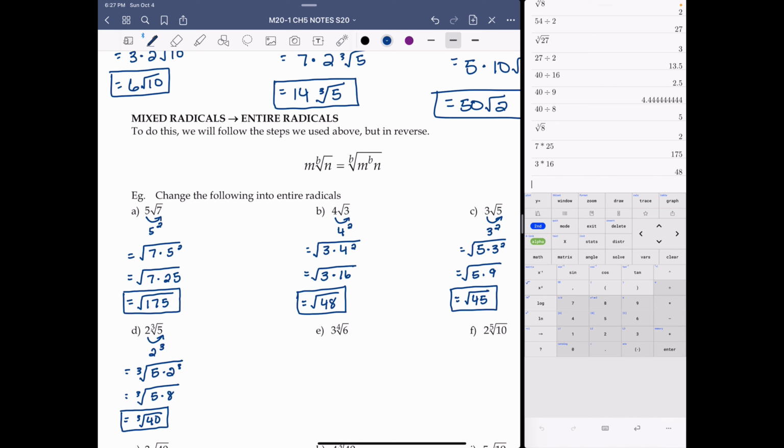Three times the fourth root of 6. What power are we going to have to put the 3 to? To the power of 4. Then we have the fourth root of 6 times 3 to the power of 4, which equals the fourth root of 6 times 3 to the power of 4 is 81. 6 times 81 gives us 486. We get the fourth root of 486.